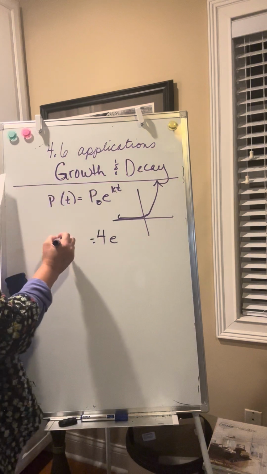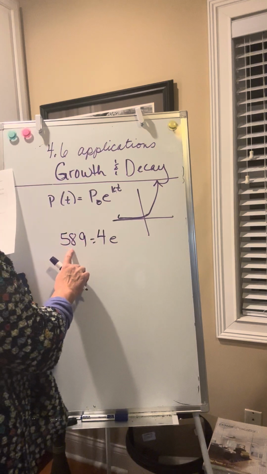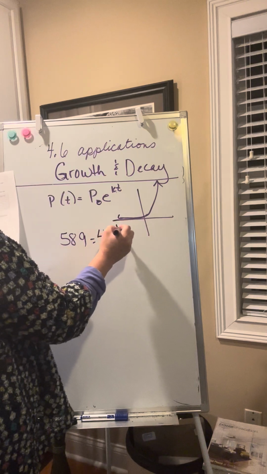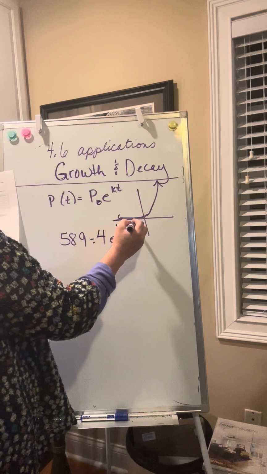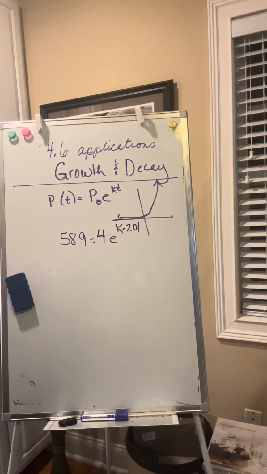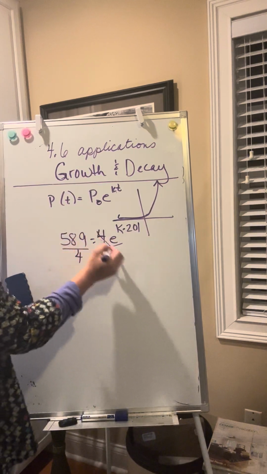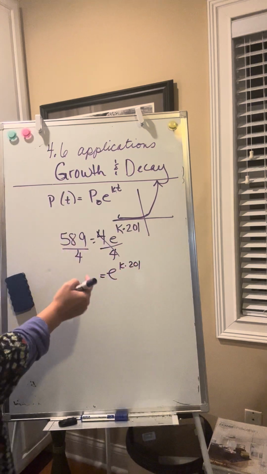So the A value was 589 cases, sorry. And that was 201 days later. So we're trying to figure out K. What do we think the rate of growth is at day 201? So just like the last problem we did, we find our own K value. We can divide by 4 to reduce this. K times 201. Do that on your calculator.